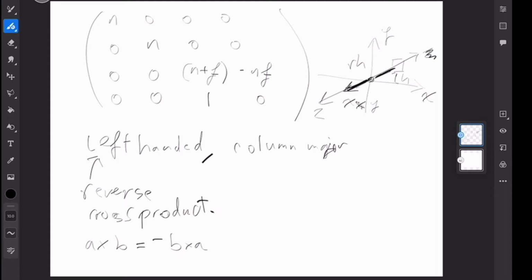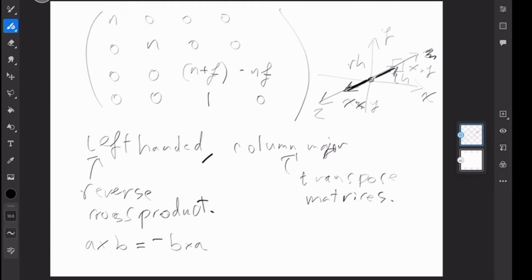By the left-hand rule, x cross y would be pointing the other way, and so with the left-hand rule, positive z values are in front of the camera, if that makes sense, and zero is at the camera, negatives is behind the camera. The other thing is we have column major, not row major, and all this means is we transpose matrices.